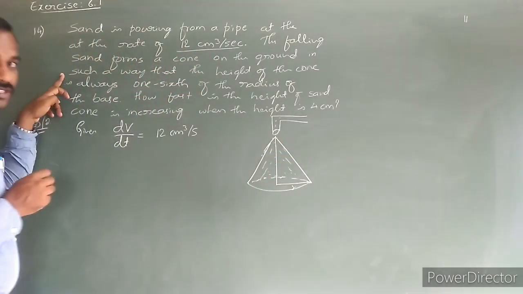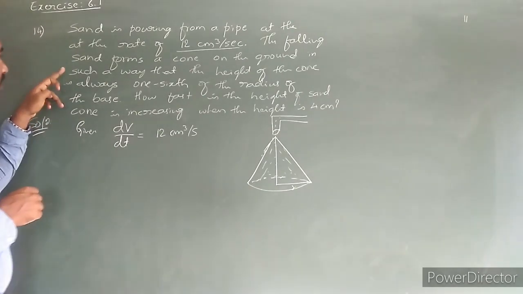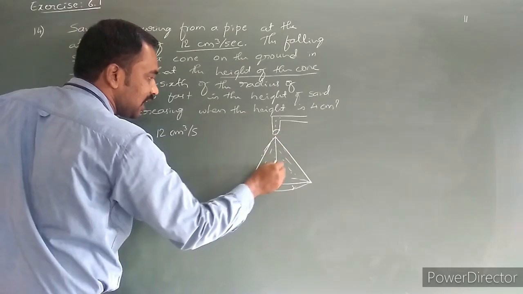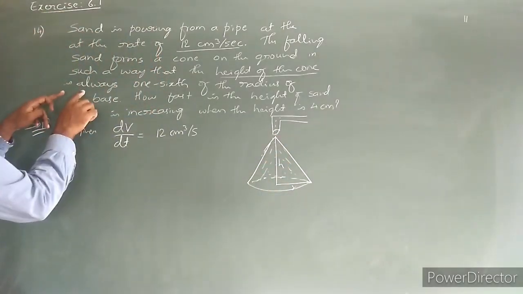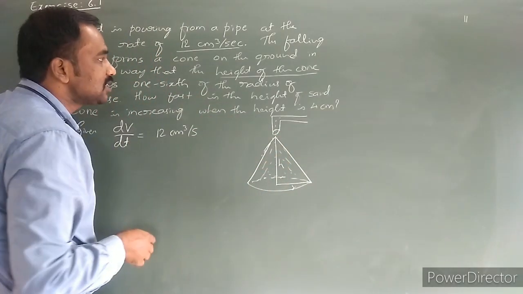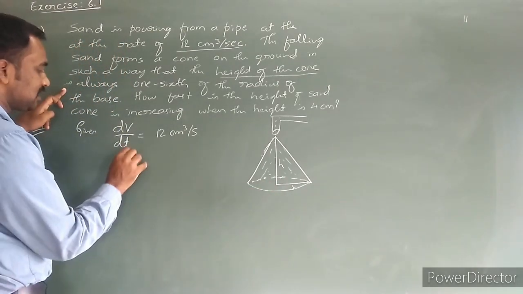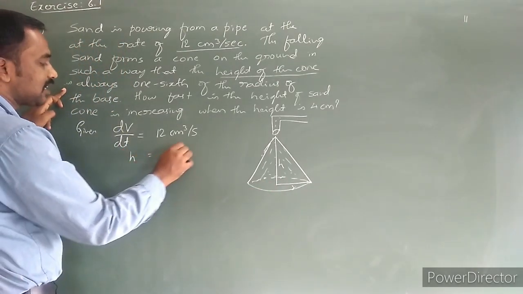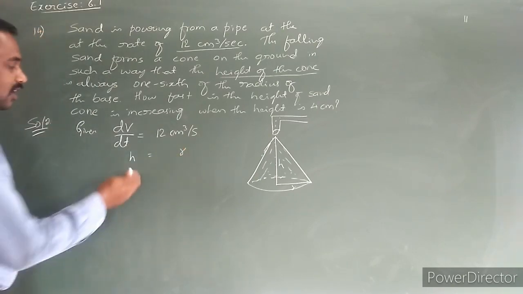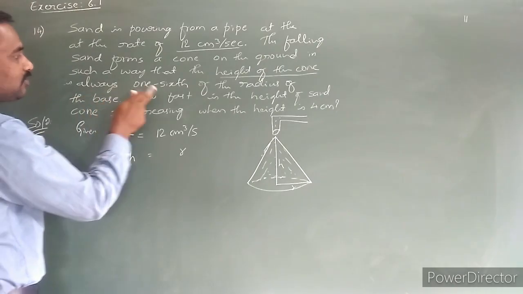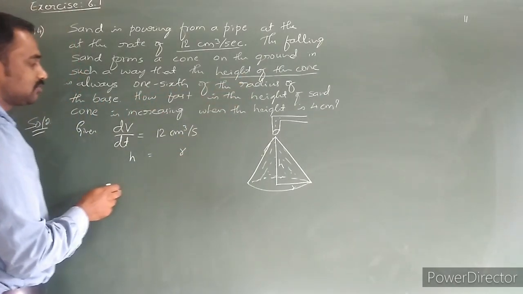Then the falling sand forms a cone on the ground in such a way that the height h of the cone is always 1/6 of the radius of the base. Height and radius have a relation. How are the height and radius related? The height of the cone is always 1/6 of the radius of the base.